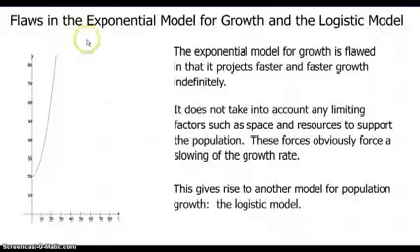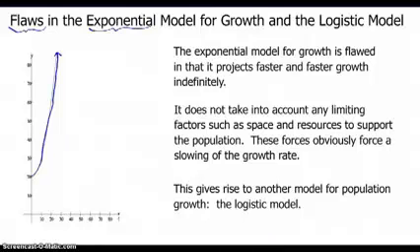It's kind of a mathematical model that corrects the flaws that are inherent in the exponential model for growth. The exponential model is flawed in that it projects faster and faster growth indefinitely. Whatever population we're talking about is just going to grow and grow and grow till forever. It doesn't take into account any limiting factors that might be present, such as space or resources, to support the population's unchecked growth.